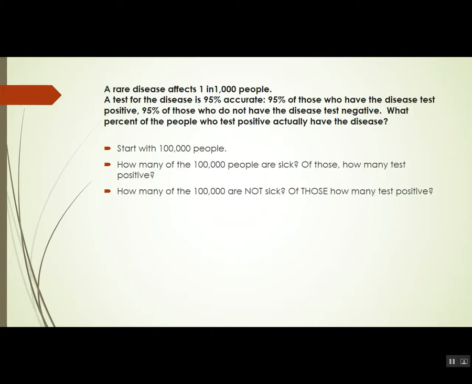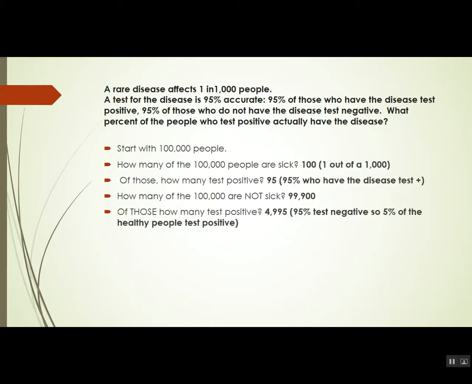So we use a very typical technique of just making up a starting number. So let's just pretend we start with 100,000 people. And of those 100,000 people, we're going to ask how many are sick and how many of those test positive. And of the original 100,000 people, how many are not sick? And of those, how many test positive? Well, we can answer those questions.